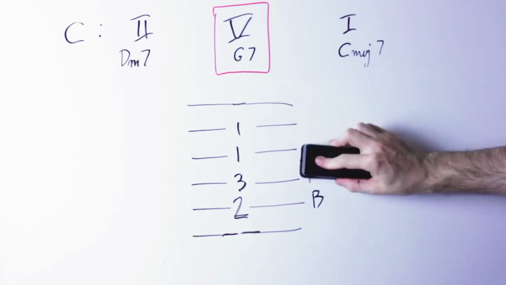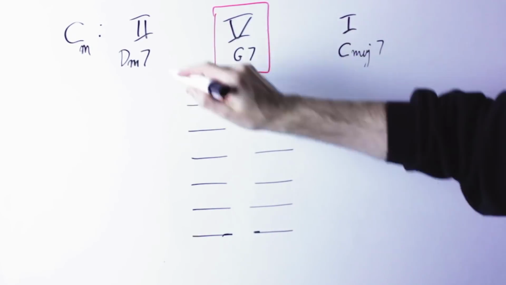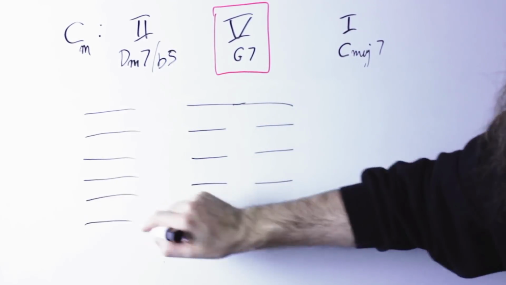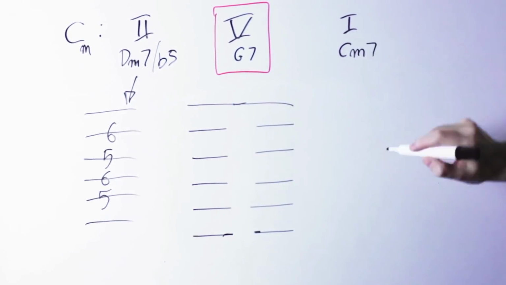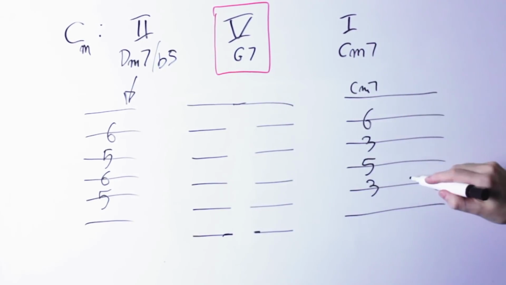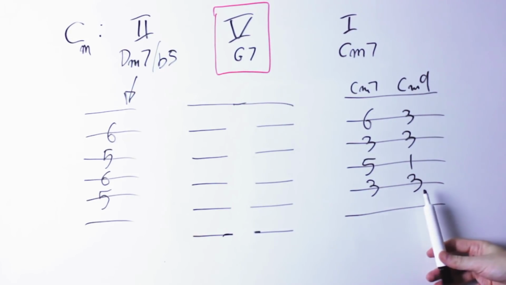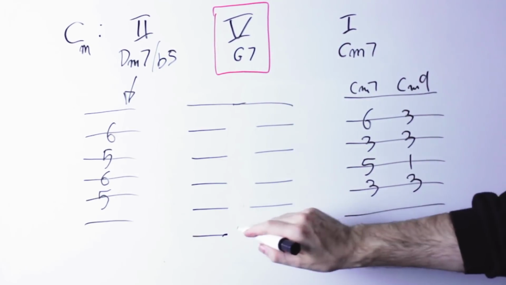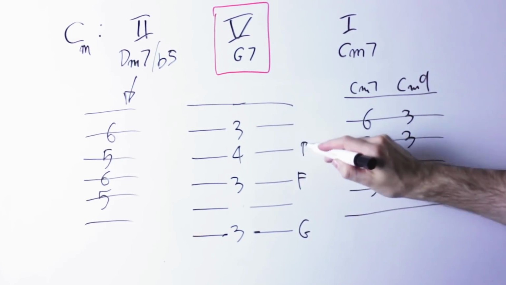Now we made all those examples in the key of C major, but of course you can do everything in a minor key too. In C minor you will use a D minor 7th flat 5 instead, and you will use either a C minor 7 or a C minor 9. And again, for this extended G7th chord, you can use either the bass of G or the bass of B.